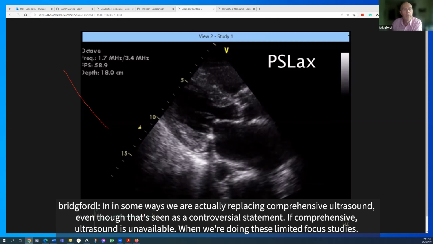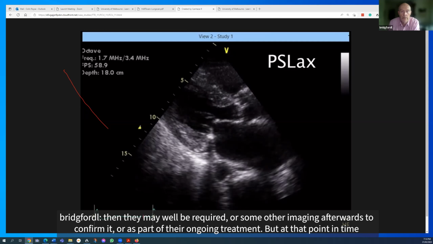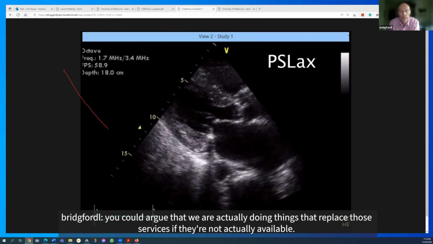In some ways, we are actually replacing comprehensive ultrasound, even though that's seen as a controversial statement. If comprehensive ultrasound is unavailable when we're doing these limited focus studies, then they may well be required, or some other imaging afterwards to confirm it, or as part of their ongoing treatment. But at that point in time, you could argue that we are actually doing things that replace those services if they're not actually available.